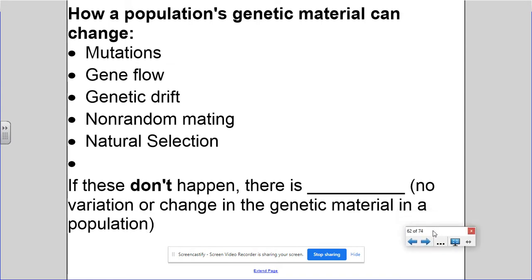Okay, for the rest of the screencast, we're going to look at the 5 ways that a population's genetic material can change. In other words, these are the 5 ways that evolution occurs. Notice this is not just due to natural selection. So if these 5 things don't happen, then there is genetic equilibrium, which means there's no variation or change in the genetic material over a population, which also means there is no evolution.